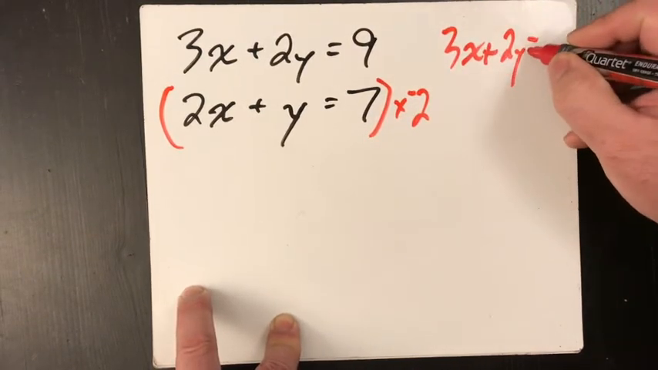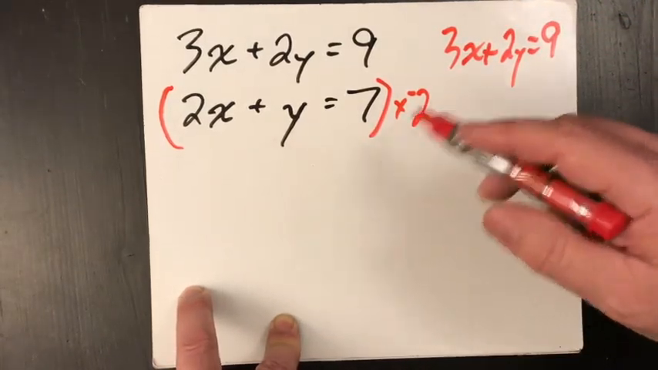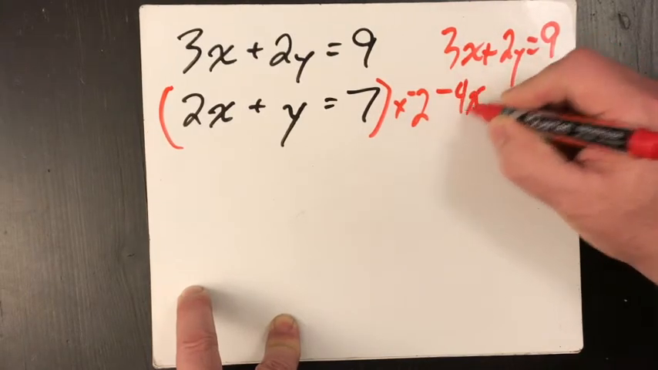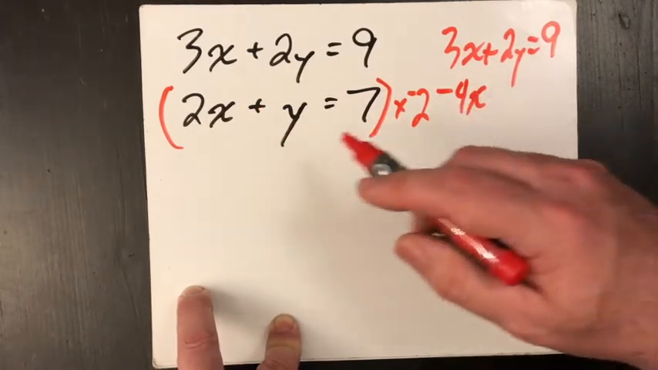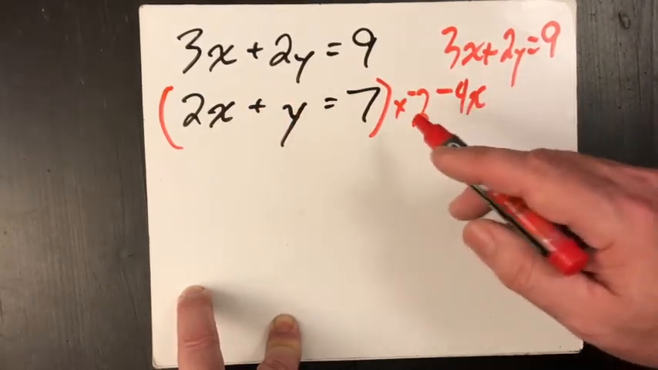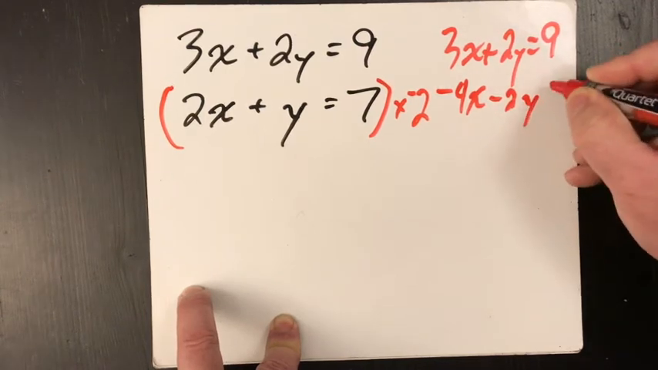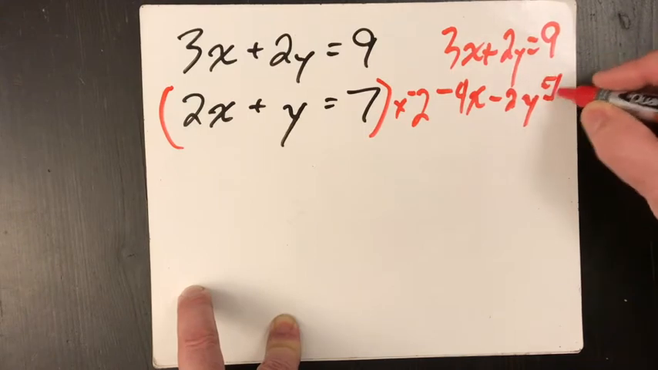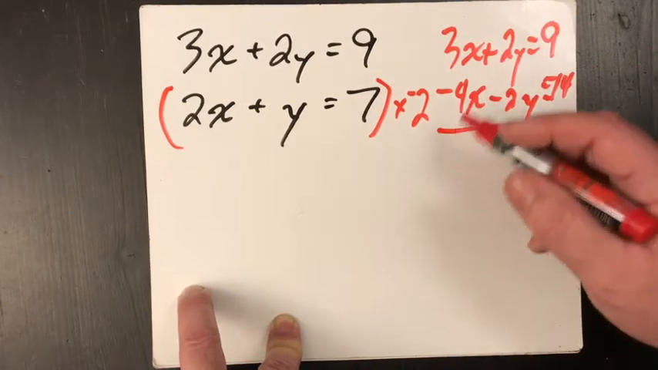Watch this. The reality is we're better at adding than we are at subtracting. And if we multiply by negative 2, we're kind of building in our subtraction as we go. 2x times negative 2 is negative 4x. y times negative 2 is negative 2y. And 7 times negative 2 is negative 14. Wow, I'm kind of getting bunched up here.